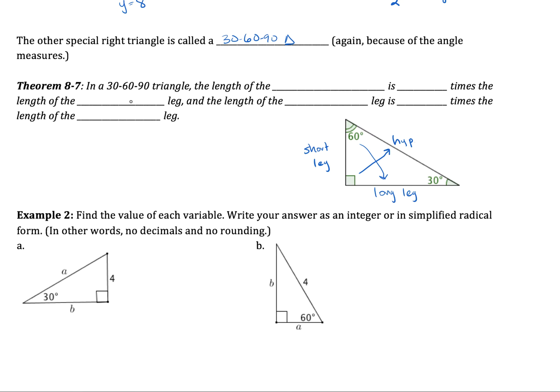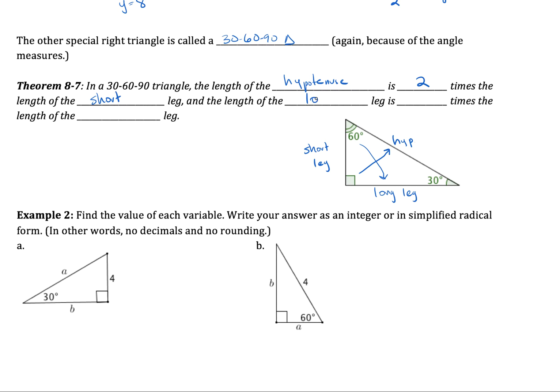Theorem 8-7 is going to tell us how those leg lengths and hypotenuse length relate to each other. So what it says is, in a 30, 60, 90 triangle, the length of the hypotenuse is 2 times the length of the short leg.